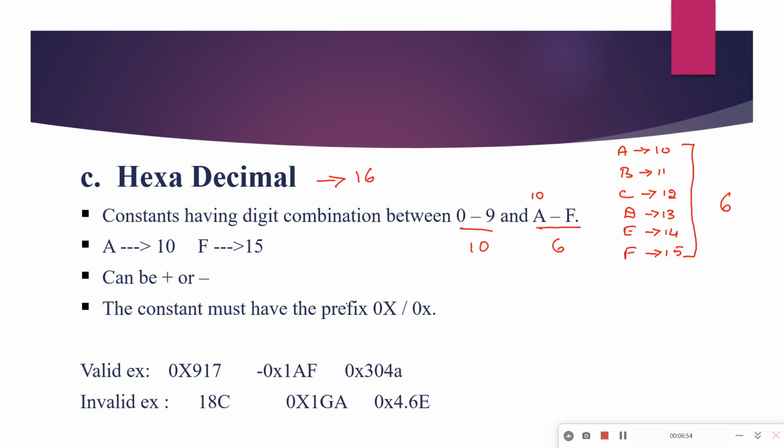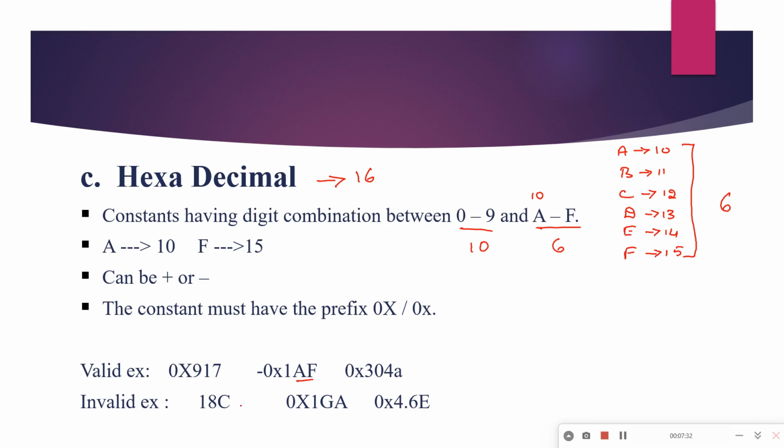Okay. Then the number again can be positive or negative, and we will identify a hexadecimal integer constant by prefixing 0 capital X or 0 small letter x. So here if you look at the examples, valid example 0X917, yes, obviously it is correct. Then minus 0x1AF. AF is a part of our hexadecimals, so we can include it. And similarly here small letter a is also valid, so these are the valid examples.